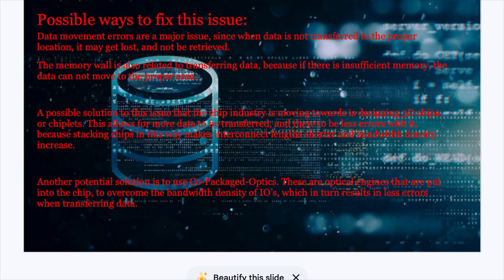So that's pretty much it for this video. I went over the two issues I wanted to go over, data transfer and data movement. That was the purpose of this video, and I covered those points.